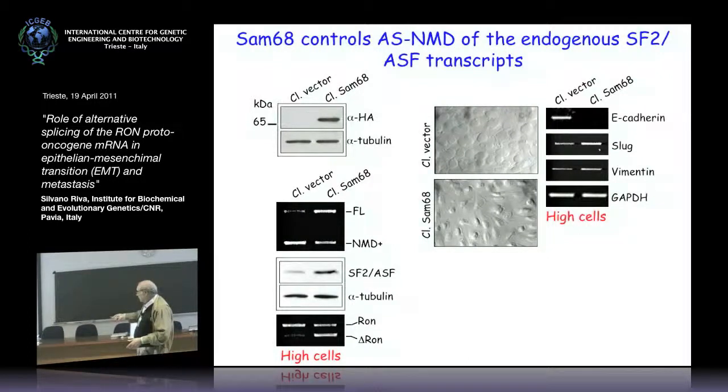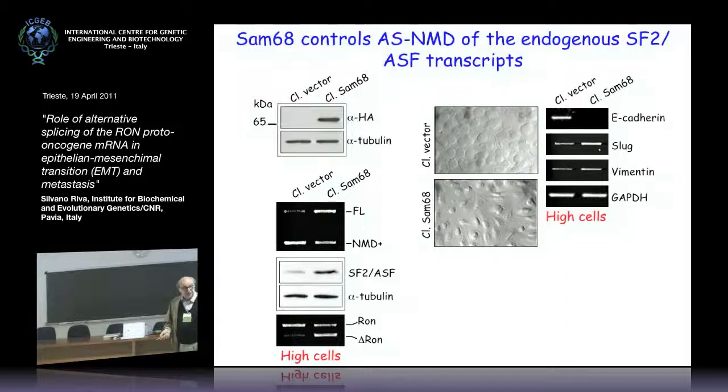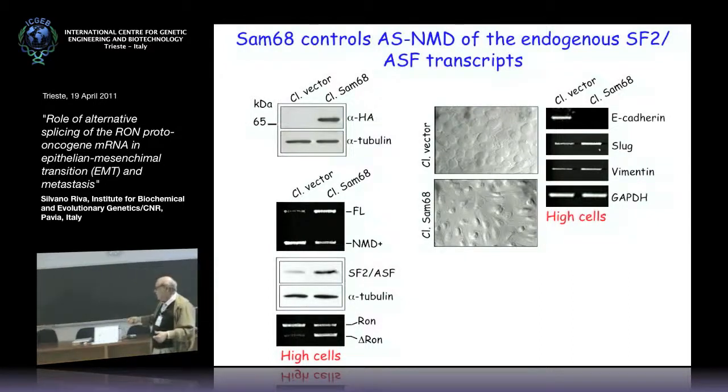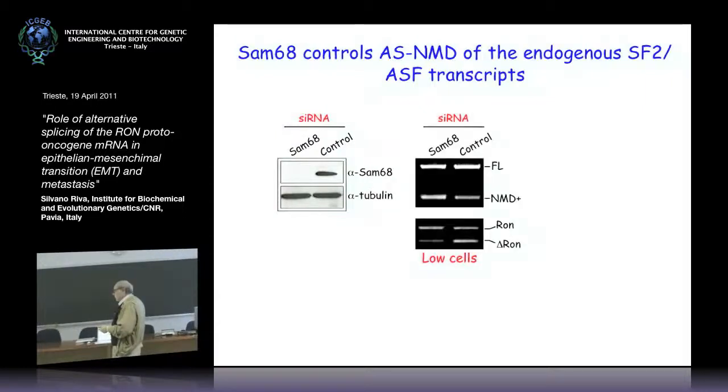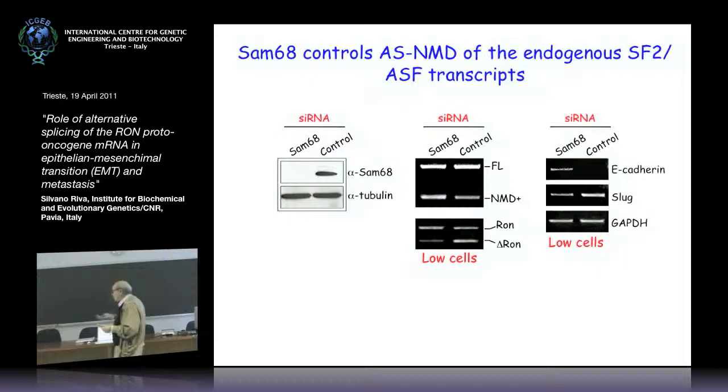while those that don't overexpress SAM68 are epithelial, cobblestone cells. And what is interesting is that SAM68 is so strong in determining this phenotype that in this clone that overexpresses SAM68, you never go back, you never go reverse from mesenchymal to epithelial cells. So SAM68 controls the nonsense-mediated decay not only of the minigenes, but also of the endogenous gene.